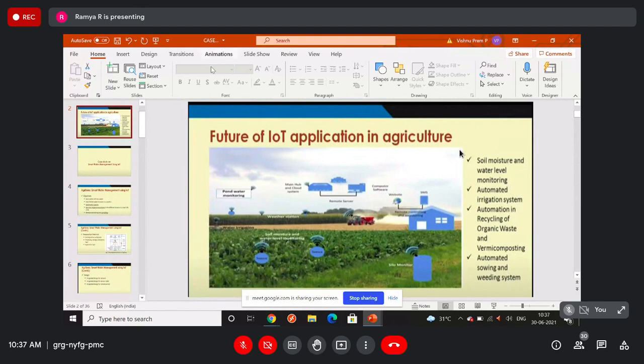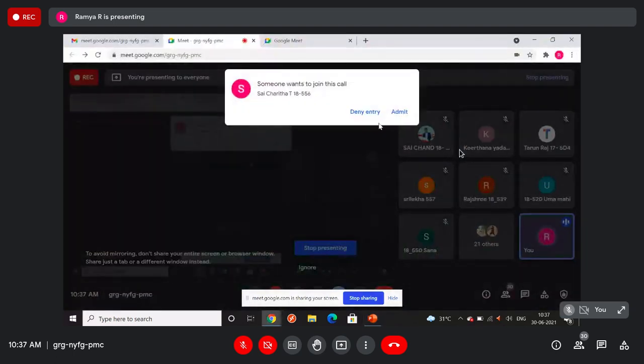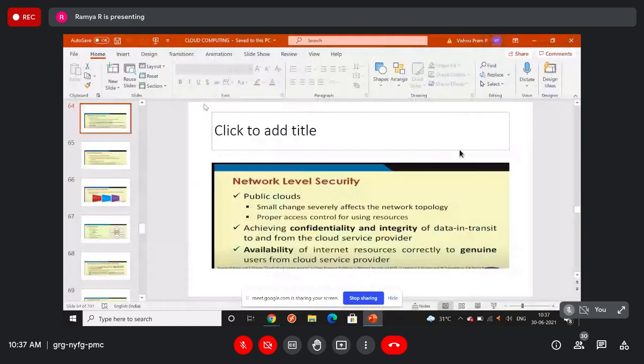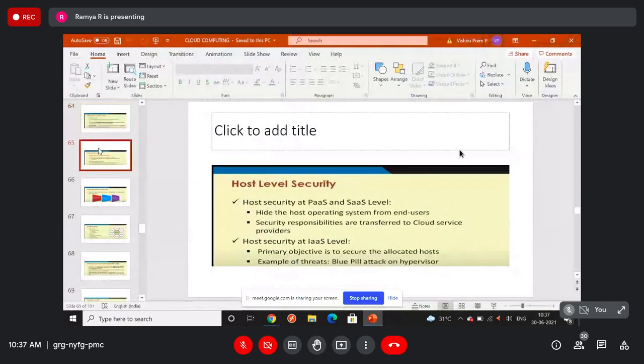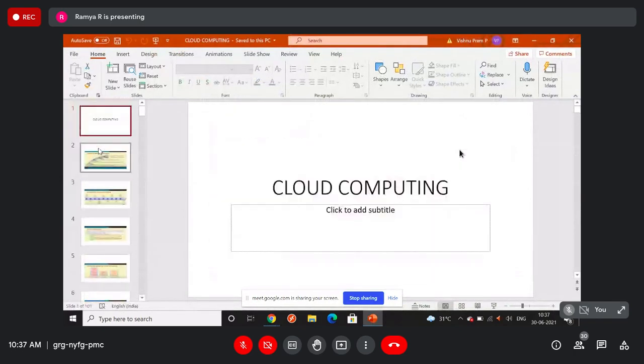Okay, so we see the next topic here. We spoke about the case studies, so those things are fine. Next we talk about cloud computing. Case studies are over from the fifth module. So now we are going to talk about the topic cloud computing.